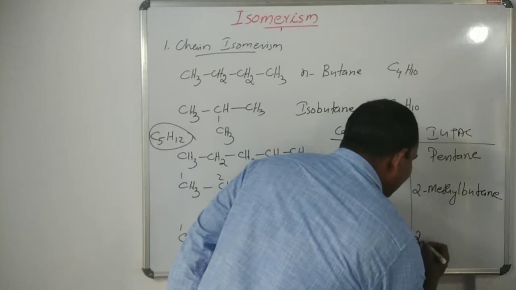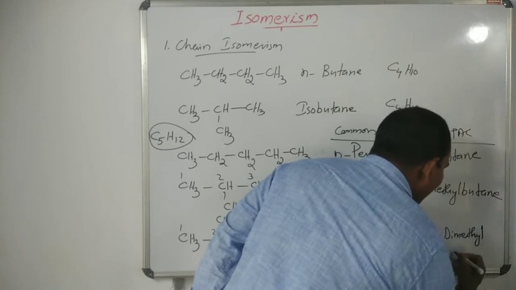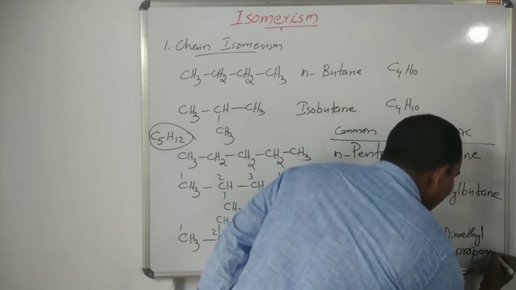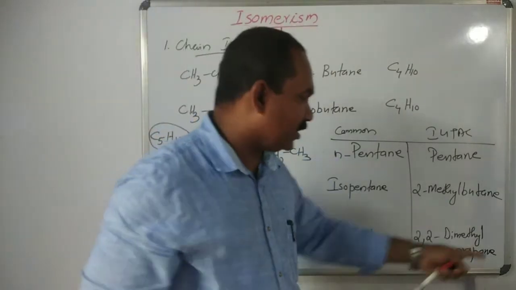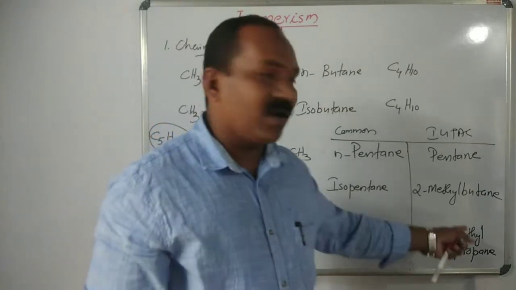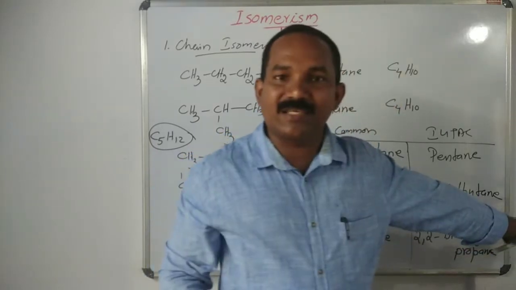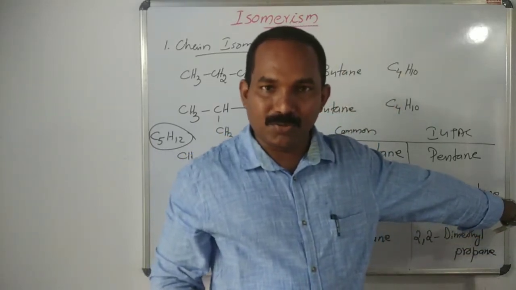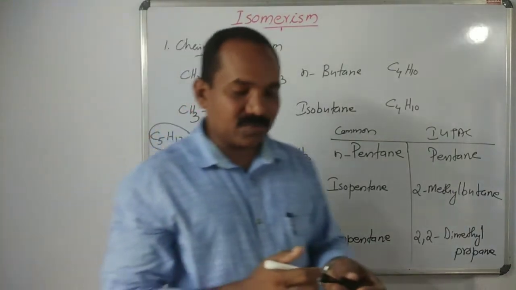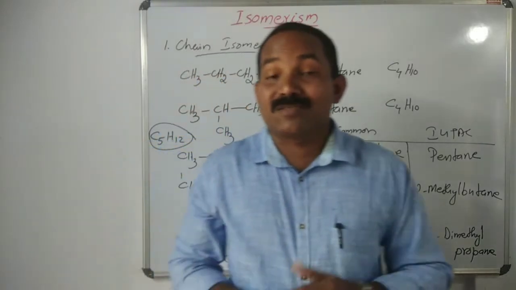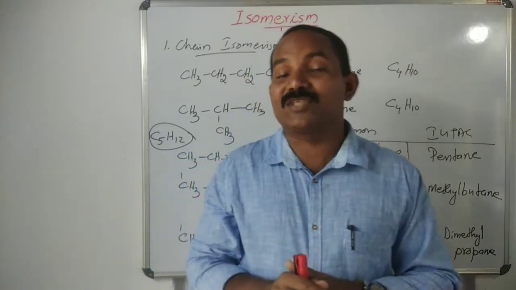The IUPAC name is 2,2-dimethylpropane. Okay, you don't write the name separately. It's very important that the words are grouped together. So here there is no space. 2,2-dimethylpropane is a single line. Okay, you should keep in your mind: second carbon atom, 2-methyl groups. Okay, so this is about structural isomerism and the particular example is chain isomerism.